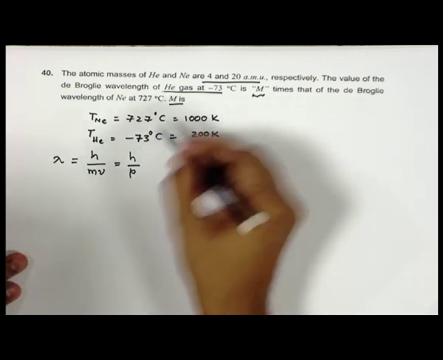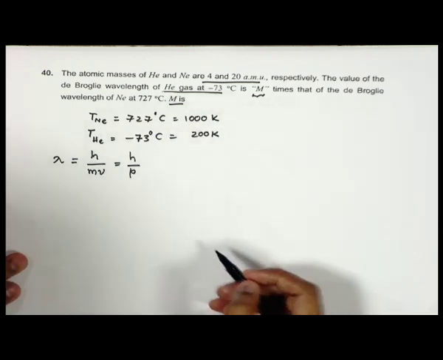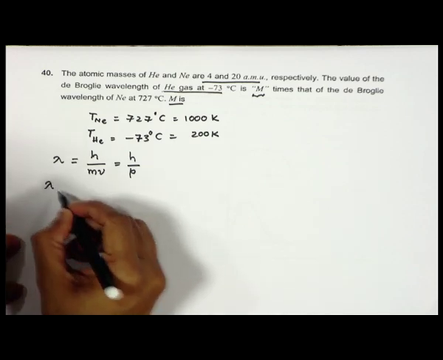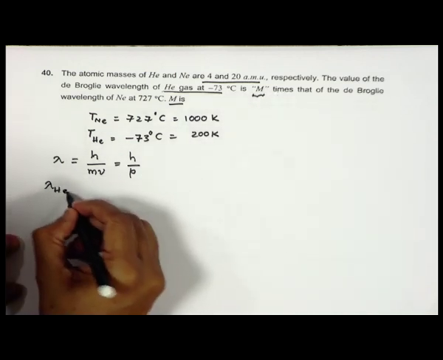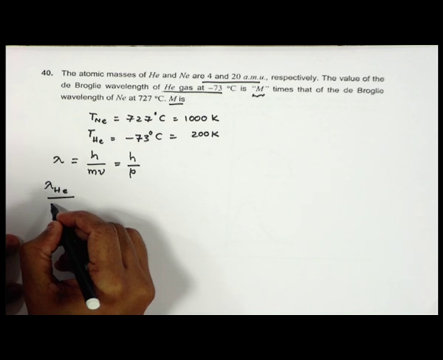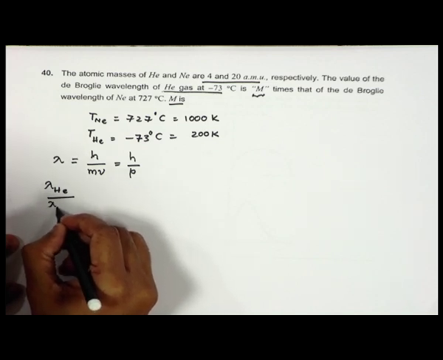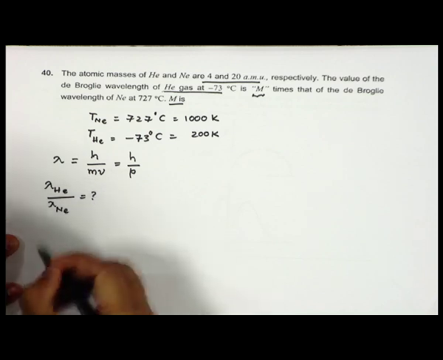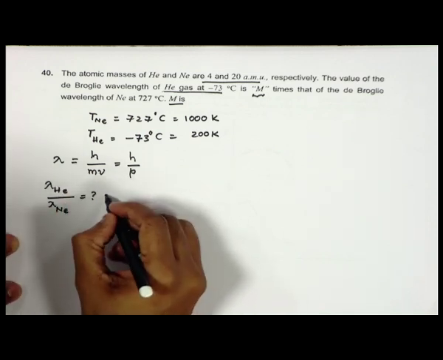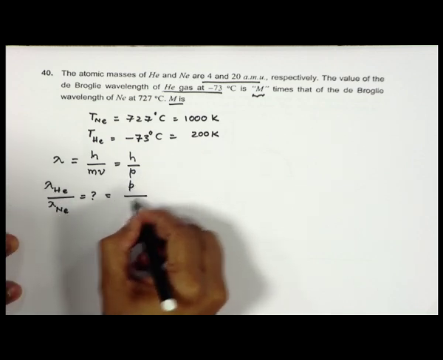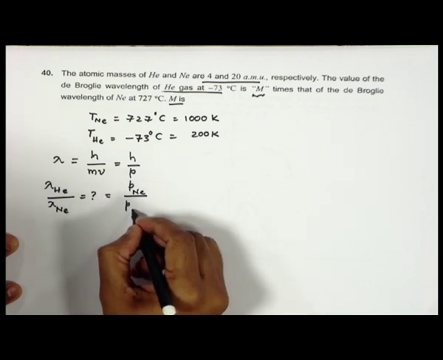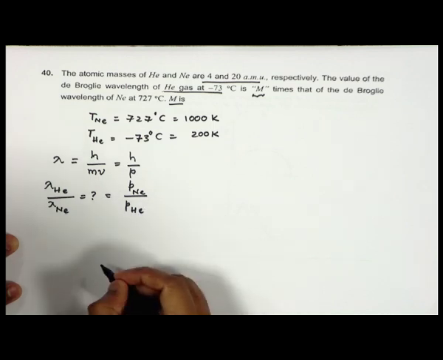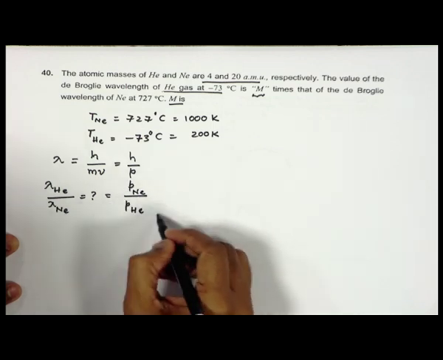The question says that these two gases are kept at different temperatures. The question asks how many times helium has, so it wants us to determine lambda He divided by lambda Ne. This is what we wanted to get. If I use this equation, h is a constant. So, I can write lambda He divided by lambda Ne as the momentum of neon divided by the linear momentum of helium. So, this we have to determine.